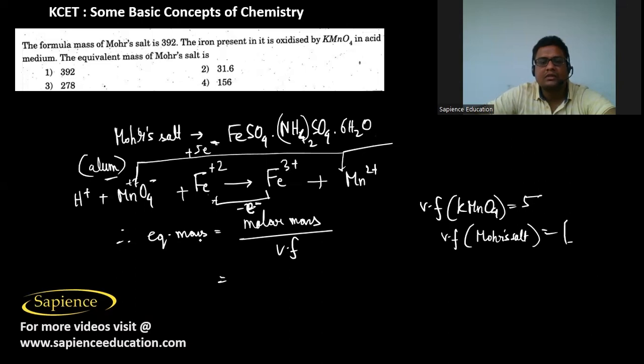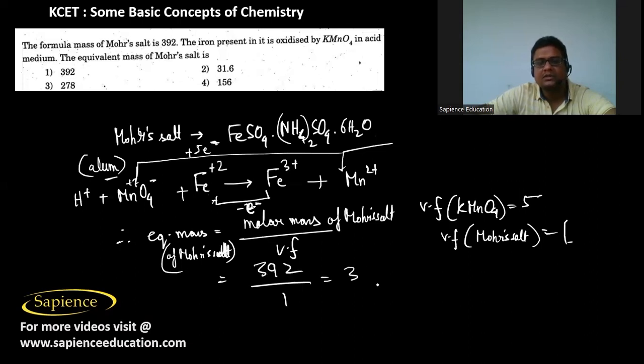Now therefore the equivalent mass of Mohr salt is equal to the molar mass of Mohr salt divided by the valency factor of the salt. So that is 392 divided by 1, which is the same as 392 only. So option 1 is the correct answer.